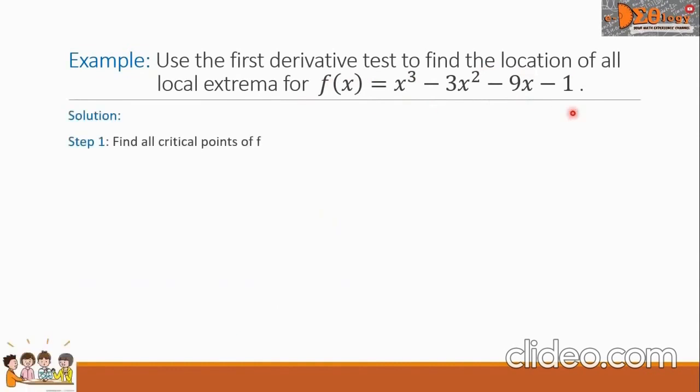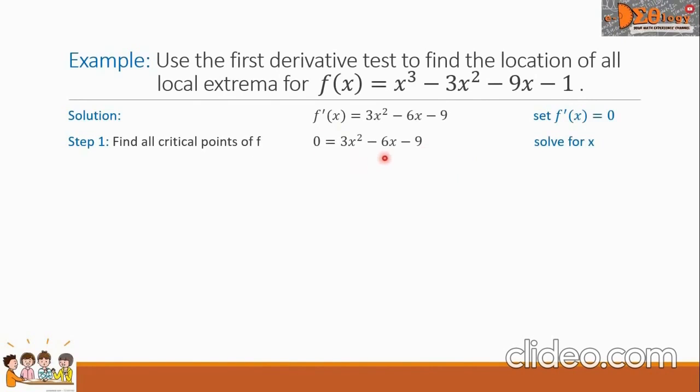For our solution, let us do step 1, and that is to find all critical points of the function f. The first step is to find the derivative. So f prime of x is equal to 3x squared minus 6x minus 9. And from here, let us set f prime of x equal to 0. So we change the left side into 0. So we have now 0 equals all the members of the right side. Then let us solve for x.